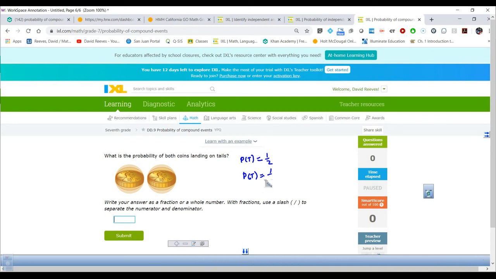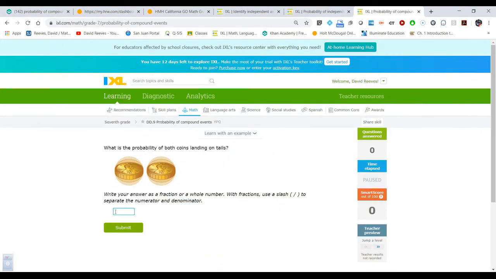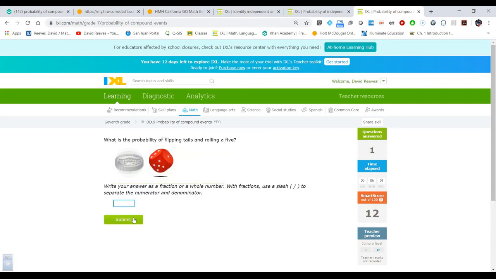And what are we going to do? We're not going to add, we're not going to subtract, we're not going to divide, we're going to multiply 1 out of 2 times 1 out of 2. And that's going to give us 1 out of 4. If we toss these coins 4 times, 1 out of the 4 times should have given us tails and then tails, right?